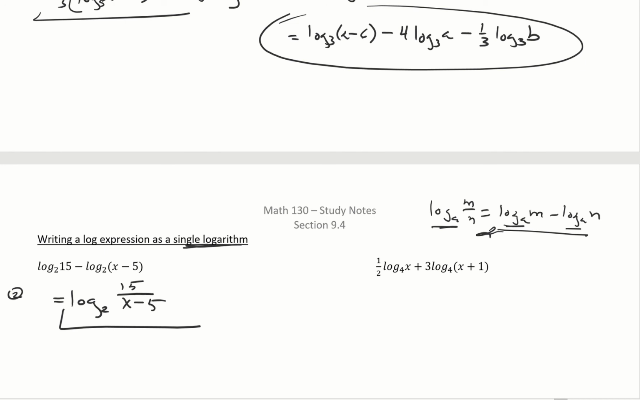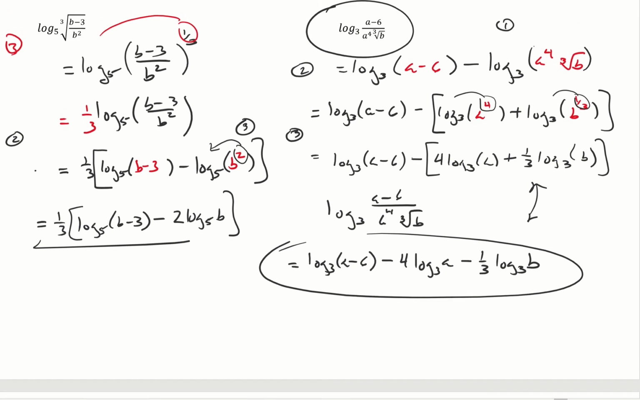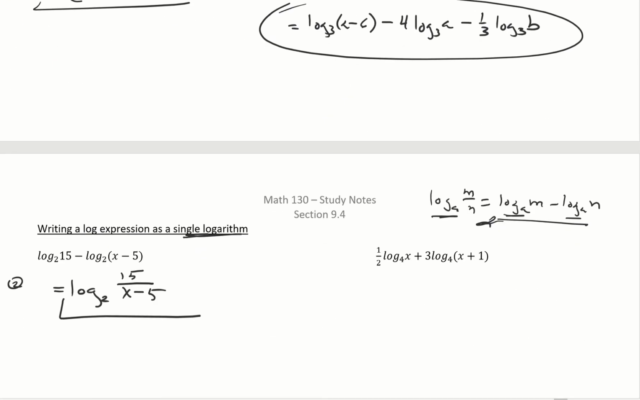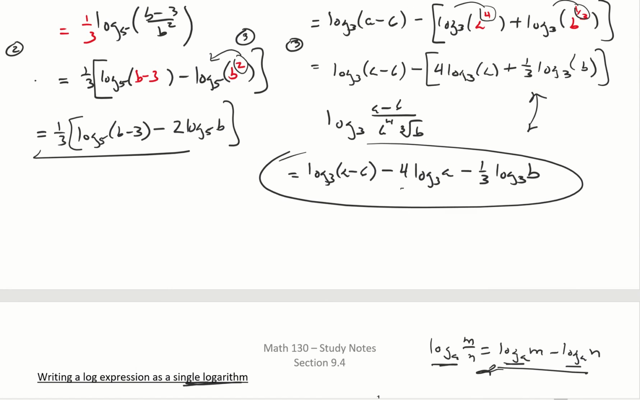The next one, it's a little more elaborate. If you compare it to stuff we did where we were breaking things apart, suddenly we see these little numbers that are out in front of our logarithms. And those numbers, what do they mean?